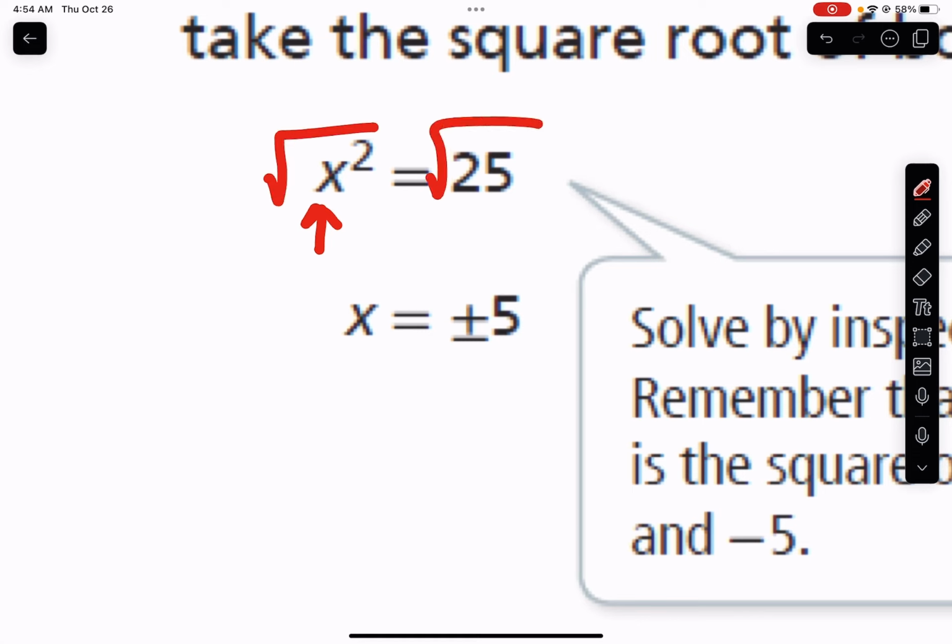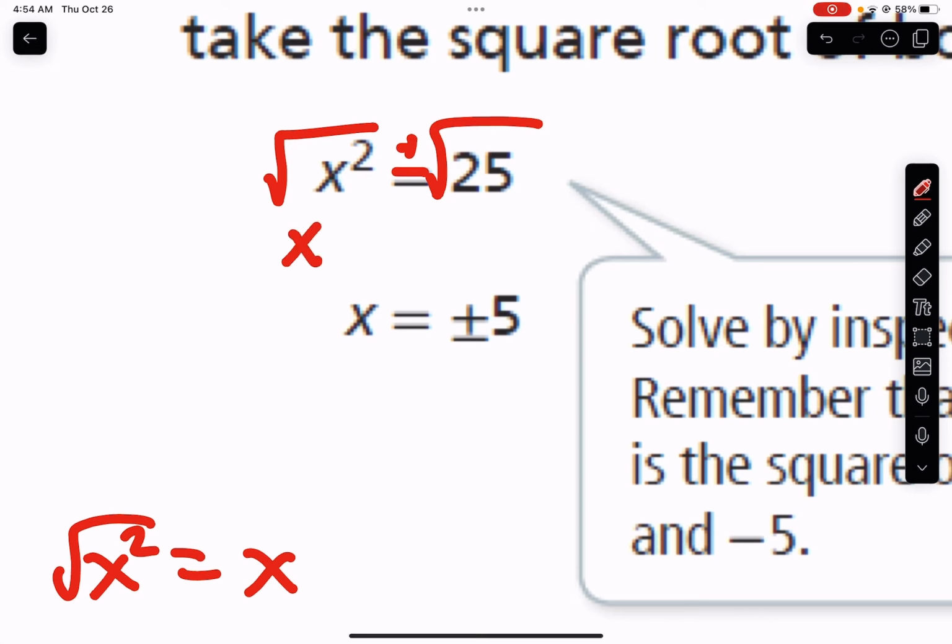The reason that we do that is, if you recall, the square root of x squared is equal to just x, right? So that gets the x by itself. It undoes the square. And a big rule in math is if you add in the square root symbol, so do you see how the square root symbol was not here to begin with? I added it in. You have to add in a plus minus sign.